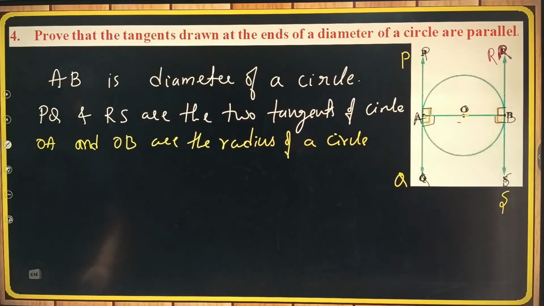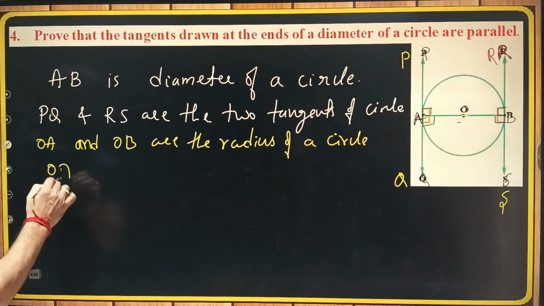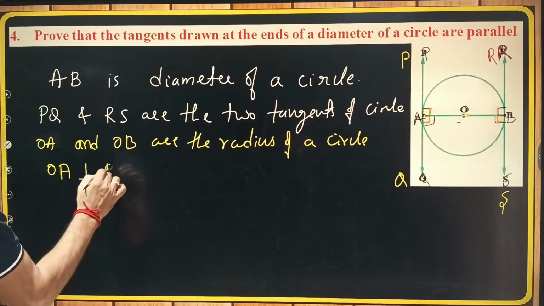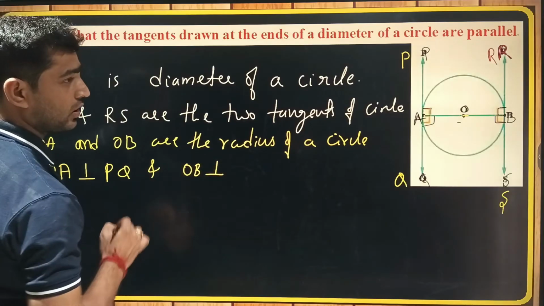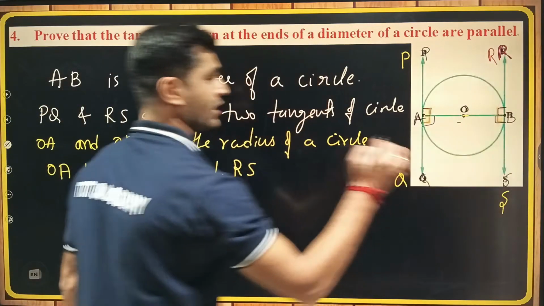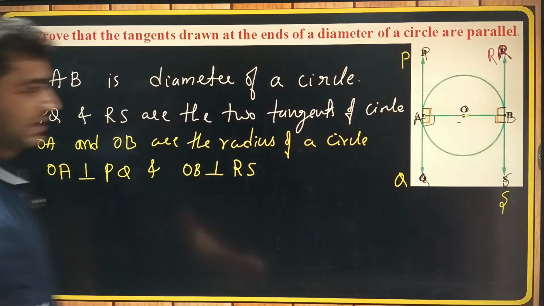So now dear students, OA is perpendicular to PQ and OB is also perpendicular to RS. Okay na? Now if that is perpendicular, then ಏನಂತ ಬರೀಬಹುದು? ಎಷ್ಟು ಬರುತ್ತೆ ಆಂಗಲ್ ಪರ್ಪೆಂಡಿಕ್ಯುಲರ್ ಆಗಿದ್ರೆ?